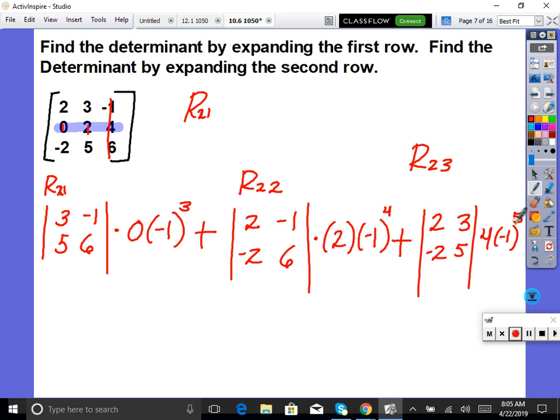So now let's look. Why was choosing row 2 the best? Well, isn't 0 times anything 0? So we don't have to calculate. Look, 0 times all this stuff is 0, isn't it?